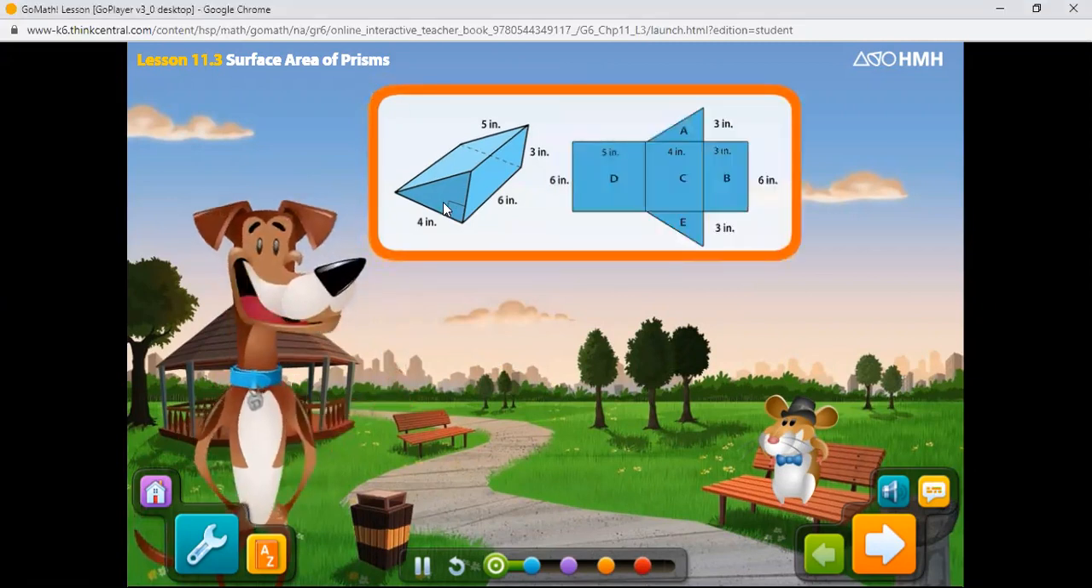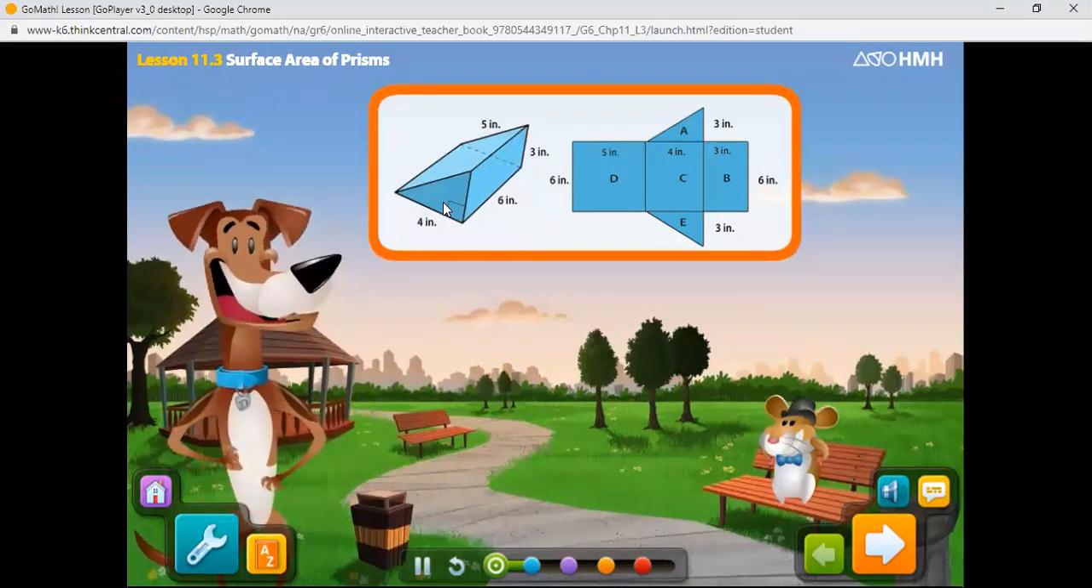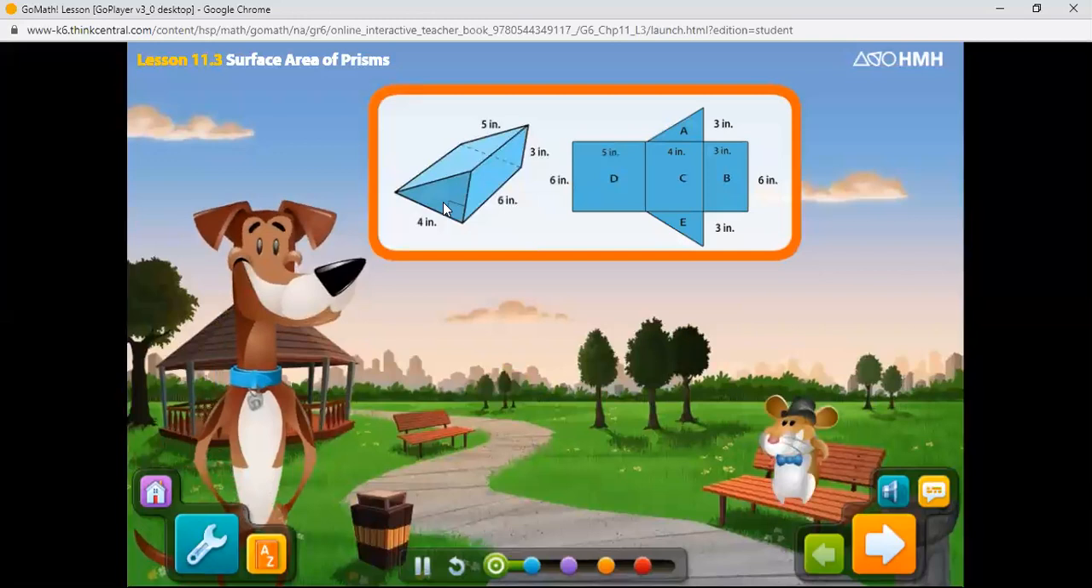I think we're talking about surface area here. Maybe using this net can help us out. Looks like there are 2 triangular bases and 3 rectangular bases. I think we need to find the area of each of the faces and bases. Come on, let's see how it's done.